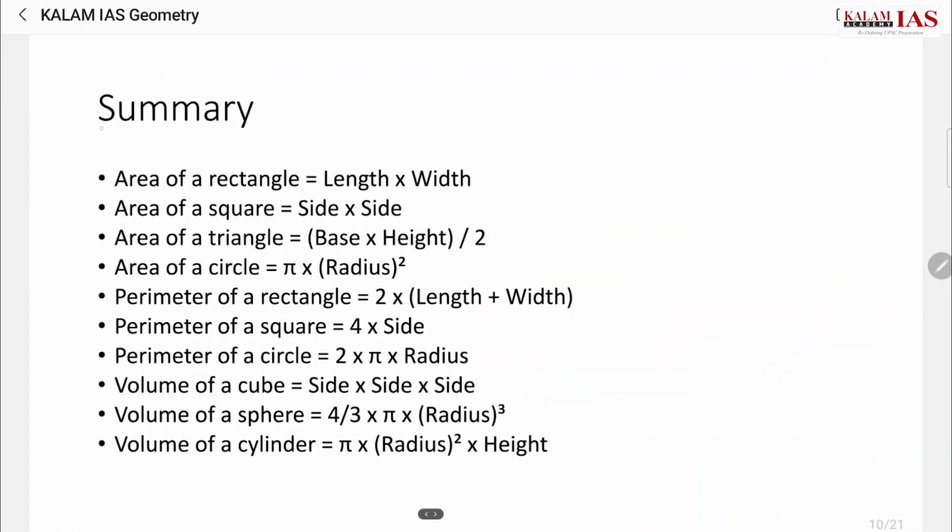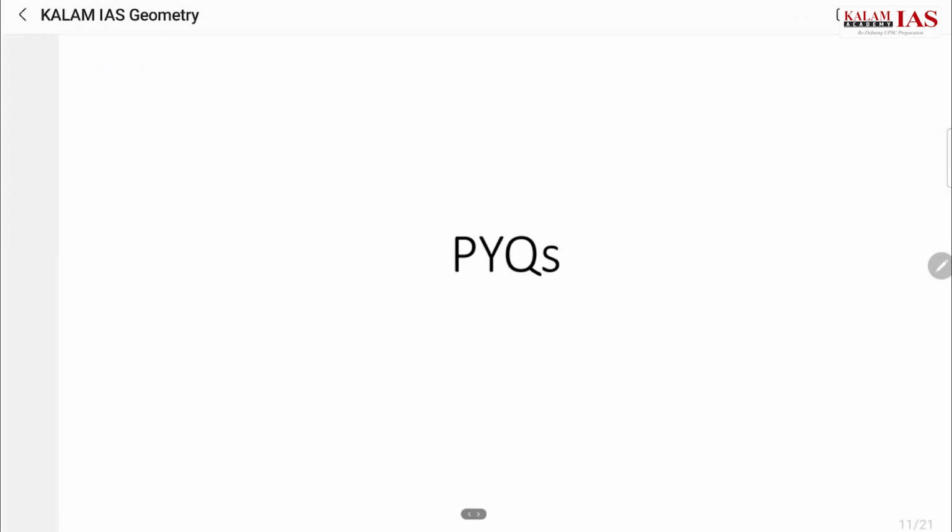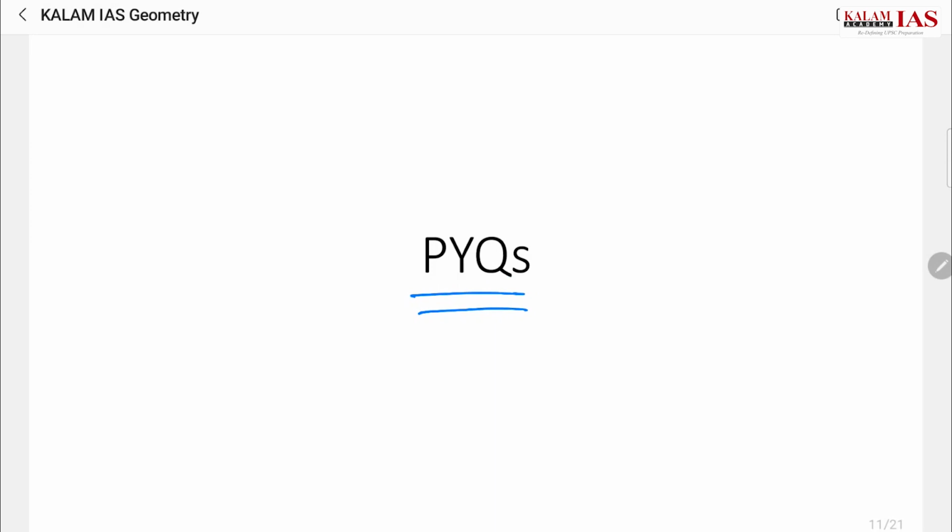This slide is the summary of all the shapes that we have discussed: area of rectangle, area of square, area of triangle, and then area of circle. Then three values of perimeter: rectangle, square, and circle again, and then volume of a cube, sphere, and cylinder. This will help you in remembering all the required values. Now the most important part, coming to PYQs. We'll discuss the PYQs from this topic and try to solve as many problems as possible in a simple way.